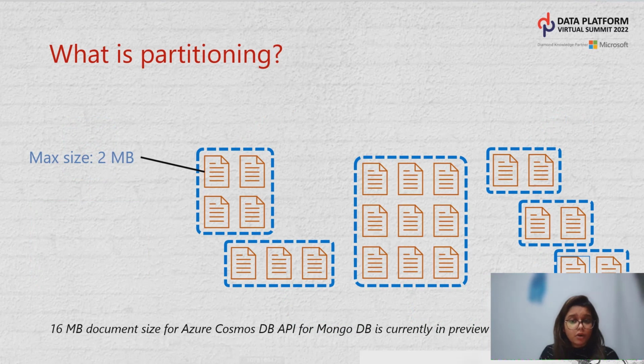Now, a single document in a container has a maximum size limit of 2 MB. But the good news is that we are also previewing a 16 MB document size limit for MongoDB API. And the maximum size limit for a logical partition is 20 GB. That means that when you are defining a partition key, you need to think of what the maximum size of this partition is going to be. It should not exceed the 20 GB limit.